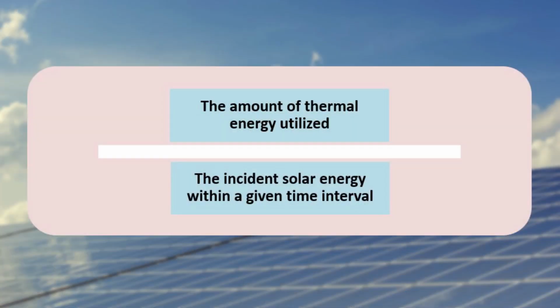Now we will discuss how to measure the thermal efficiency of solar still. The thermal efficiency of solar still can be defined as the ratio of the amount of thermal energy utilized to the incident solar energy within a given interval. The thermal efficiency can be considered instantaneous efficiency as well as overall efficiency of the unit.